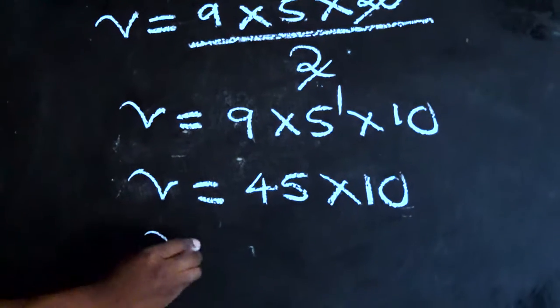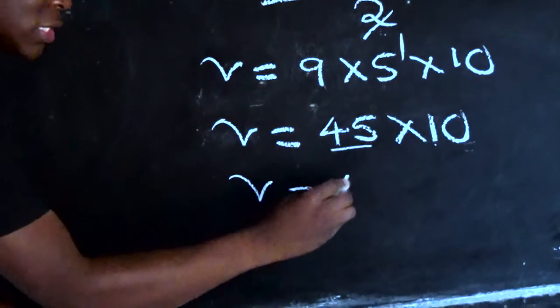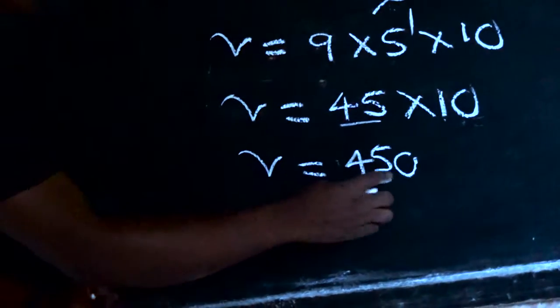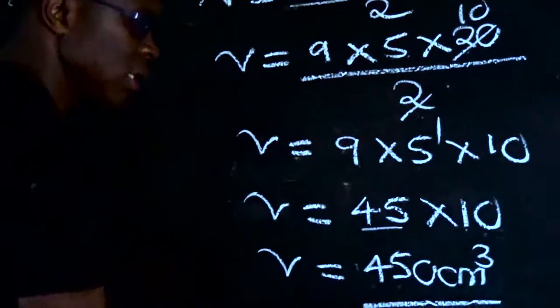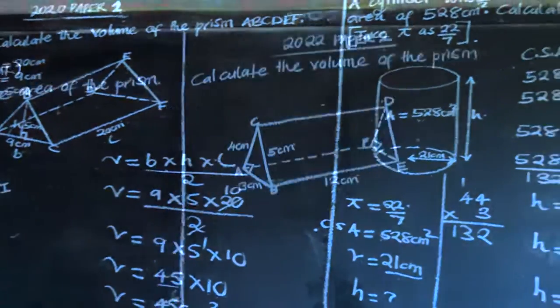Then the volume is equal to, look at this one. Just multiply 45 times 1. It's 45. You have this 0. So you have 450. 450 cubic centimeters is the volume for this one, right? As simple as that. Okay?